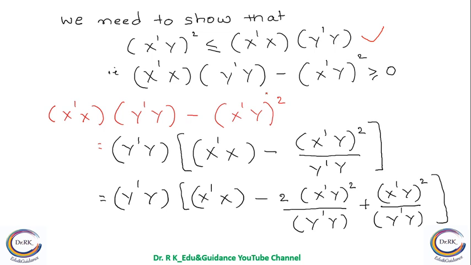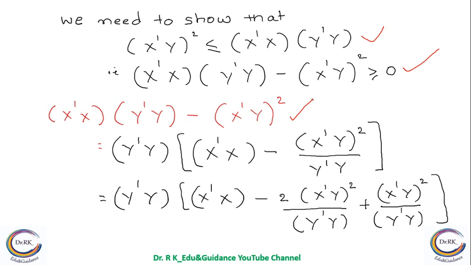Instead of that, we can take it as x transpose x into y transpose y minus x transpose y whole square greater than or equal to 0. So if we prove this, that means we proved the inequality. Right? So now what we do is we'll take this. It is actually a simple algebraic simplification, where we have to show that this is always positive.